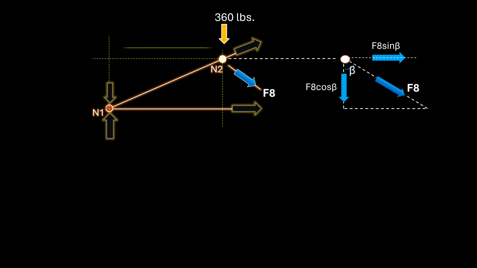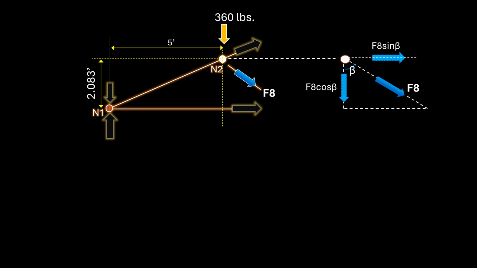The horizontal distance between node 1 and the vertical component of F8, which in this case is the product of F8 and the cosine of beta, is 5 feet. The vertical distance to the horizontal component of F8, which in this case is the product of F8 and the sine of beta, is 2 feet and 1 inch, or 2.083 feet. Now that we know the distances, we are ready to write the equilibrium equation.